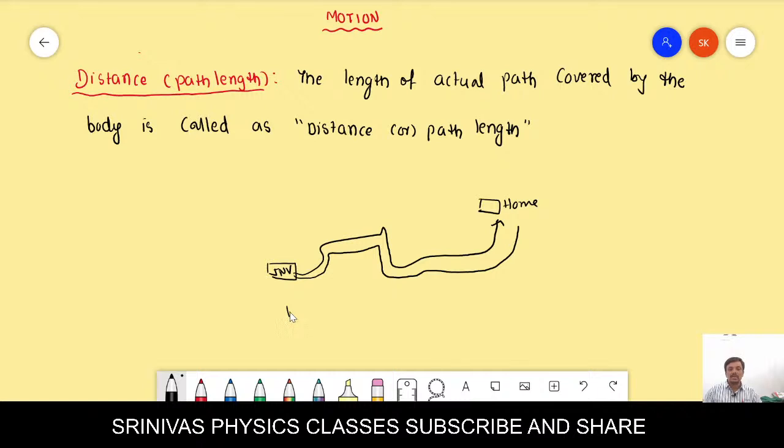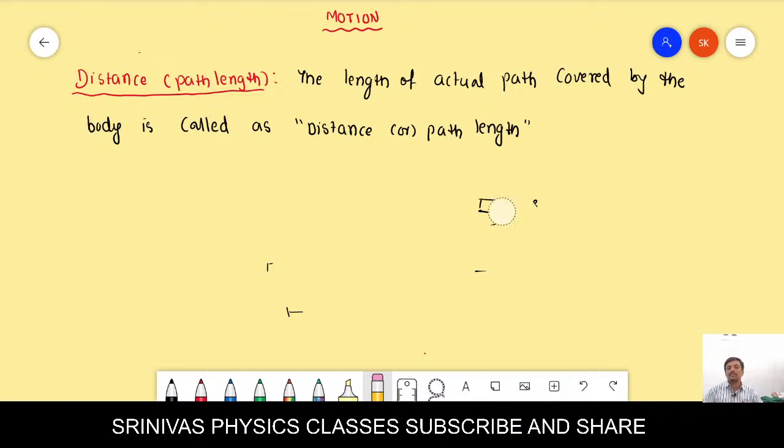That means we have to measure this distance. It may be, for example, 3 kilometers. Then 3 kilometers is your home's distance from JNV. This is the actual path along which you travel. That 3 kilometers is called the distance. What is the SI unit of distance, and whether distance is a scalar or a vector, that I want to know.